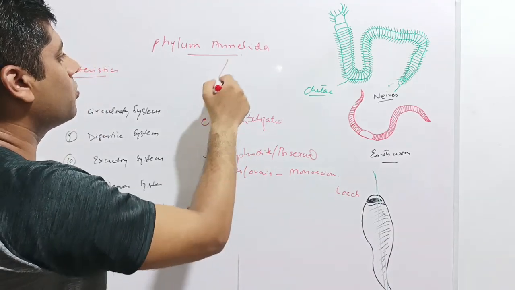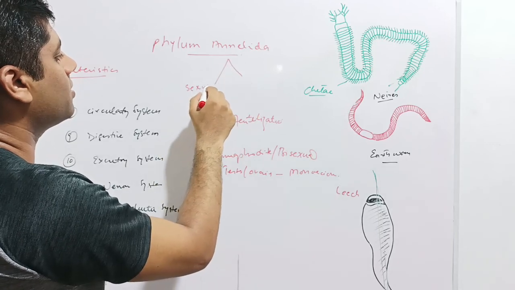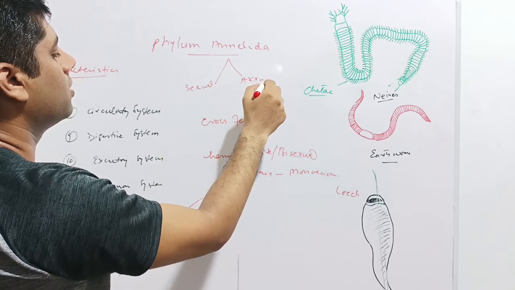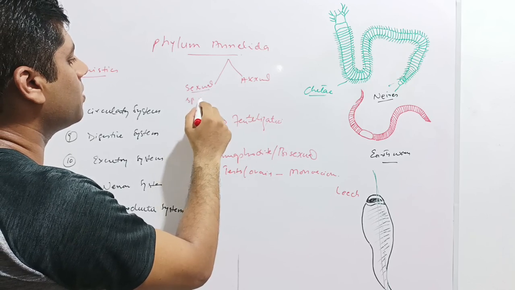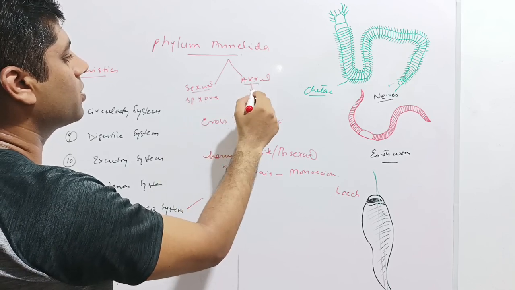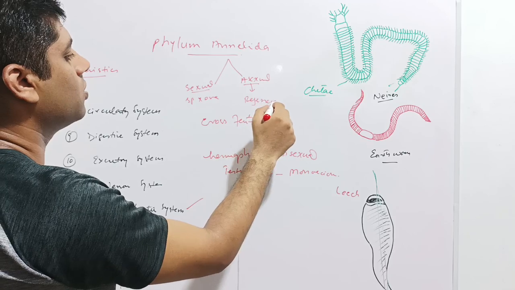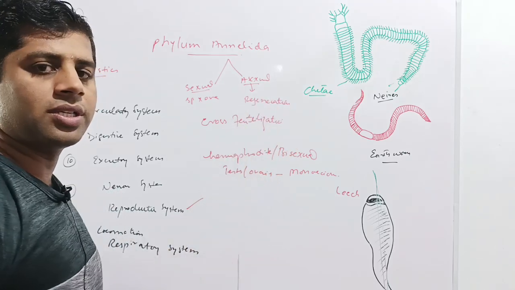The annelids have two types of reproduction, the sexual as well as asexual. Sexual reproduction involves the union of sperm and ova, while asexual reproduction is through regeneration. So the property of regeneration is present in the annelids.